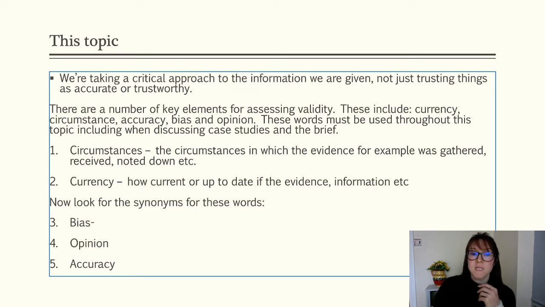I then got them to look up synonyms for the following words: bias, opinion, and accuracy. What do the words imply? What do they show? What do they mean? So bias again, has the individual that's been taking these things down brought a level of bias to it? Has the jury brought, the media brought a level of bias? Opinion, is it based on somebody's opinion? So, for example, expert witnesses present their opinions. Is that opinion valid or not? Is it reliable, trustworthy or not? And accuracy, how accurate is what is being said true? How accurate is the evidence that's being collected? How accurate is the media portrayal? So, again, synonyms help you with them.